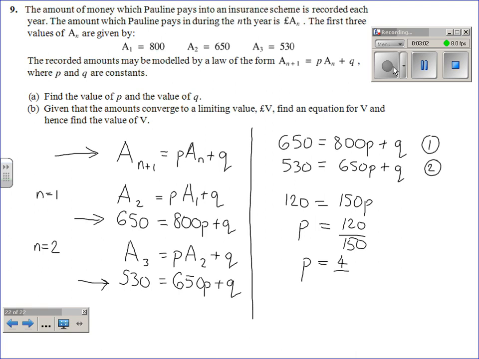We finally end up with P is 4 over 5. So there's your value of P. You've almost finished but not quite. You still need to find Q. So just substitute P in. You can choose any of the equations. I'm going to put it into equation 1.